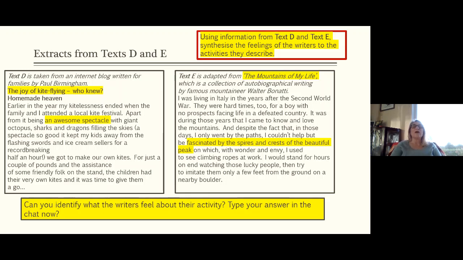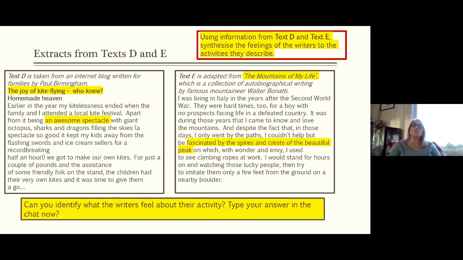So the first extract says, the joy of kite flying. Who knew? So that writer obviously enjoys kite flying because he talks about the joy. The word joy makes us think that he's enjoying himself. And then an awesome spectacle. So the way that the kites look when he's looking up at the skies, they look amazing. They've got giant octopus, sharks, dragons filling the sky. So what he sees is amazing, and he feels really enthralled by it.